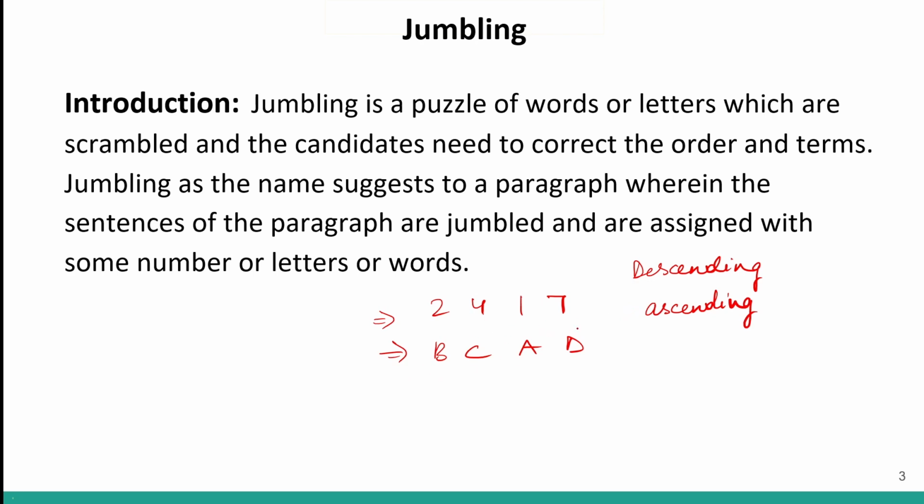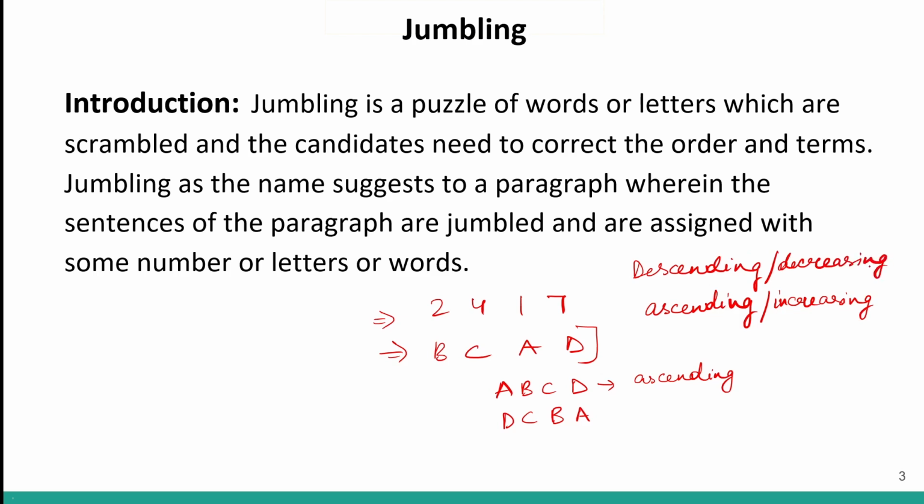If I write this as A, B, C, D, or if I write it as D, C, B, A, what is this? This is ascending order or increasing order. This we all studied in class in school, right? And this means decreasing order. So this is ascending order and this is descending order.